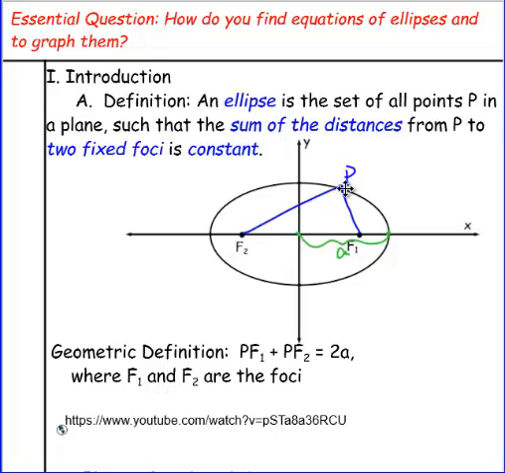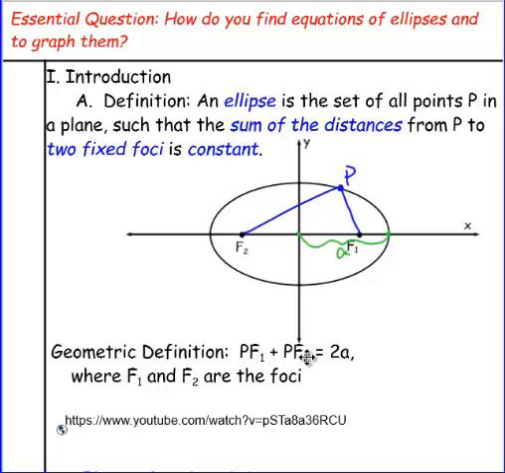So if I take this distance and add this distance, it's going to be the same no matter where I am on the ellipse. If I go to right here on the ellipse, the distance between that point and F1 plus that point and F2 is the same as the distance between this point and F2 and F1, the sum of those distances. So no matter where you are, the sum of those two distances will be the same for all of those points. So that's what it says down here.